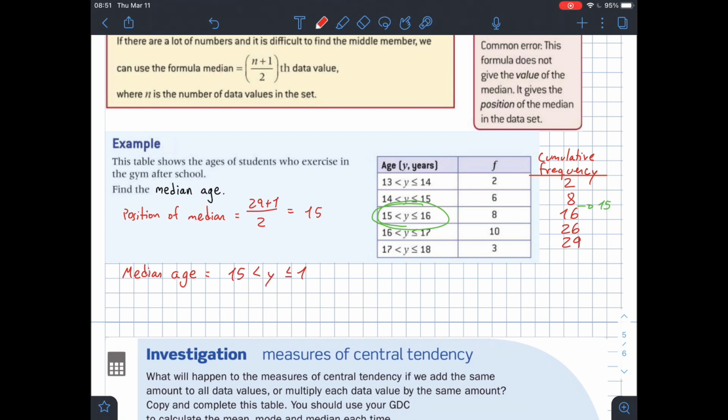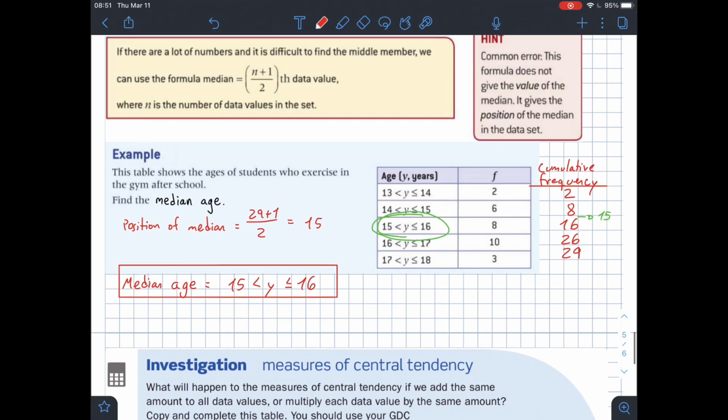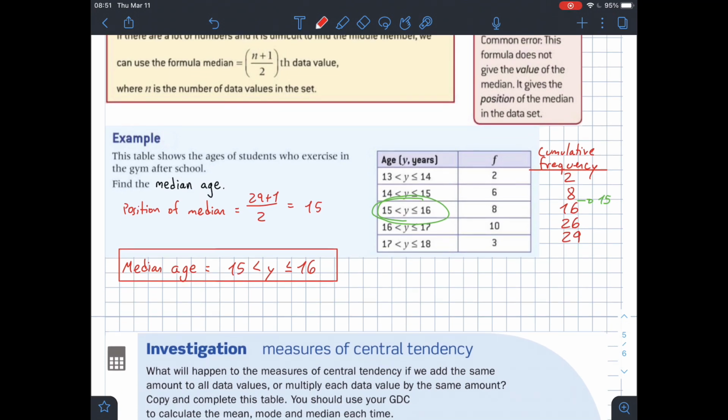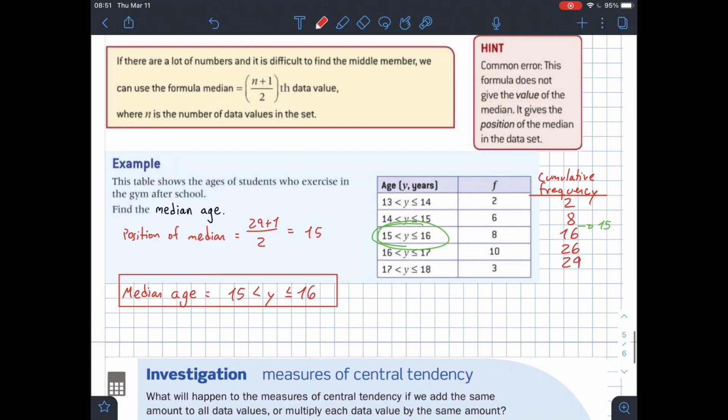Just as the mode, when we have intervals, we cannot write this. We cannot say that the median is 15.5, right? We need to write the whole group whenever we have the data set given as intervals, okay? So that's just for you to consider when you see these types of exercises. That's how you find a median given a frequency table, basically.